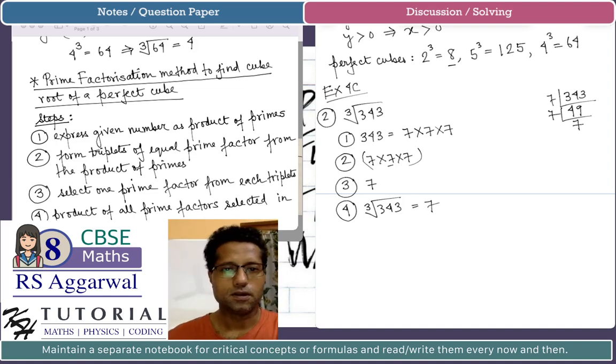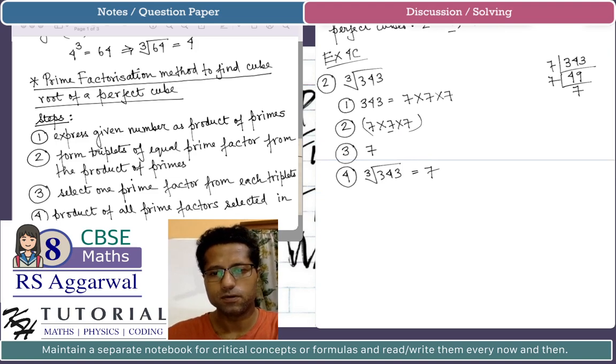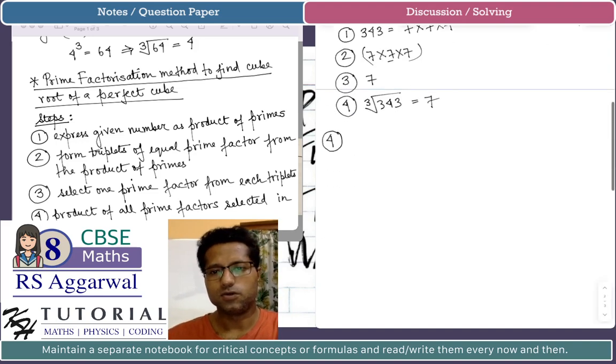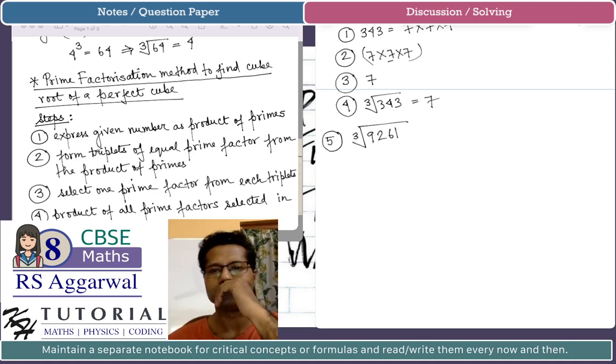Let's do another problem. Problem number 4, we have to find the cube root of 1728, which is in the notes, so I will not do that. So let's do another problem. Let's do problem number 5, that is, cube root of 9261. Okay.